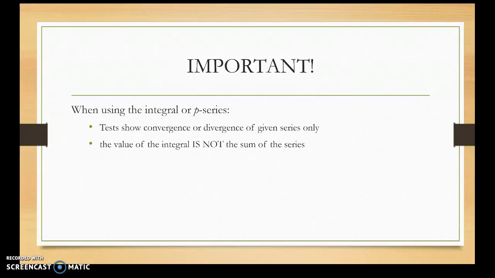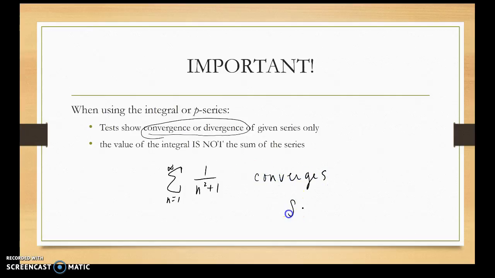Okay, when using these tests for convergence and divergence, they show exactly that, convergence or divergence only. The value of the integral is not the sum of the series. So for the previous problem, okay, we got that this series converged. We cannot say that the sum of that series is pi over 4.